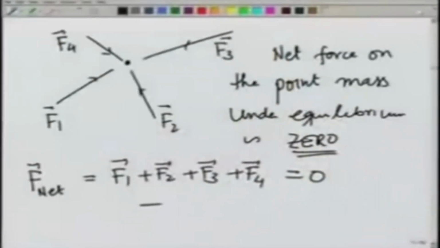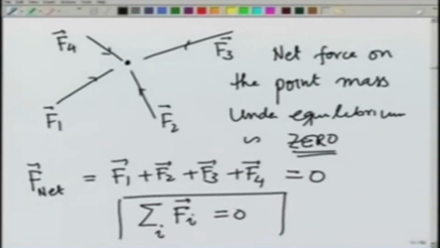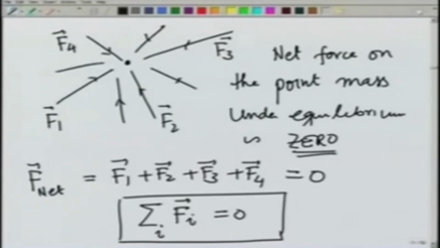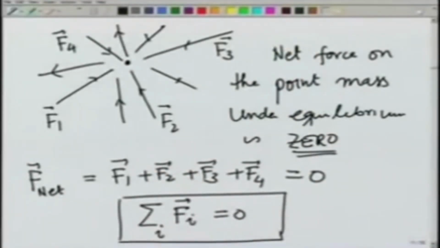In general, if there are more than 4 forces, there may be n forces. I should have one condition: summation over i of all forces is equal to 0. This is one condition for equilibrium. So, there could be more than one force, more than 4 forces in all sorts of directions. The sum of all that must be 0 in order for the point mass to be in equilibrium. I have been talking about a point mass because in that case it cannot do anything else, just move.